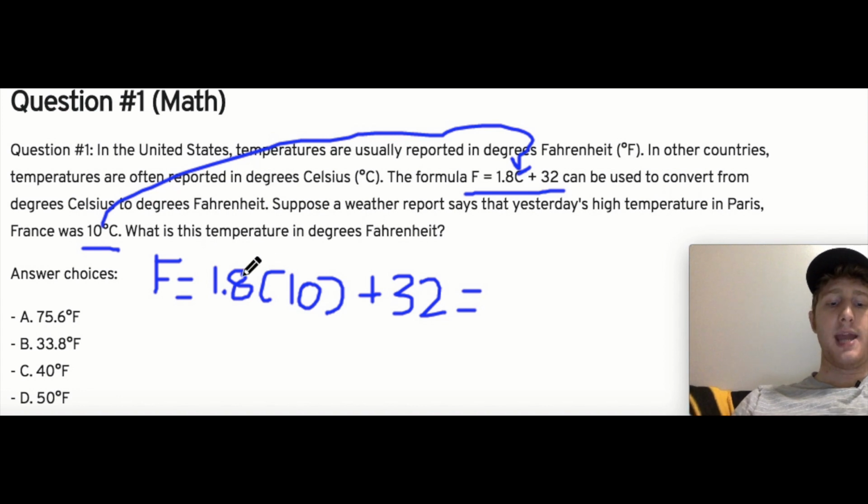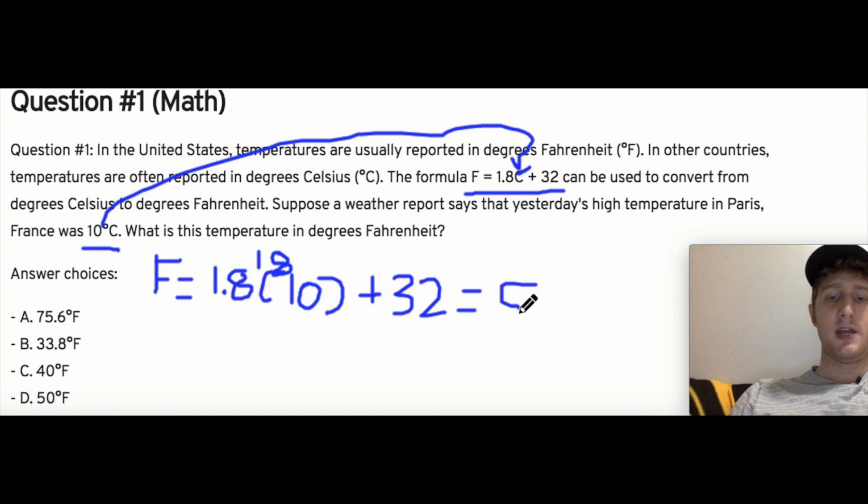So 1.8 times 10, I get 18. So let me just draw an 18 up here. All right, so we have 18, and let's do 18 plus 32. And I did that in my calculator. I got 50. So 50 is the correct answer.